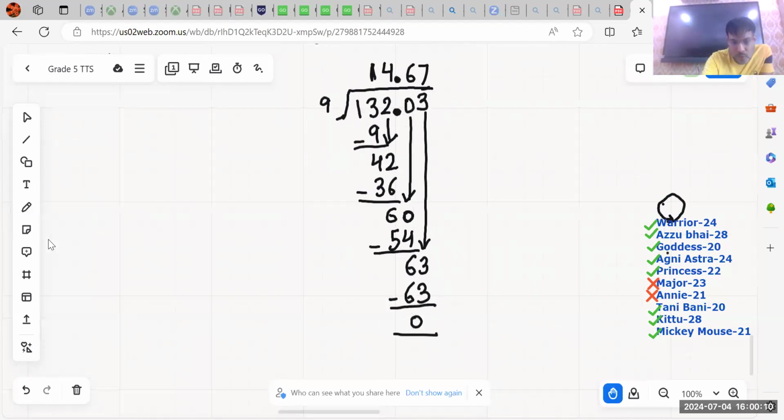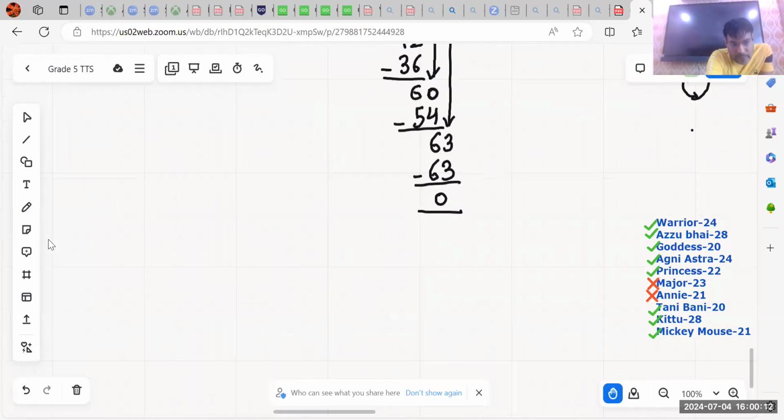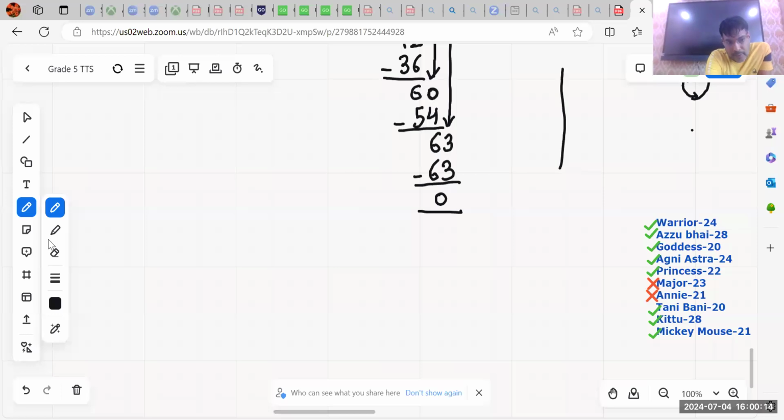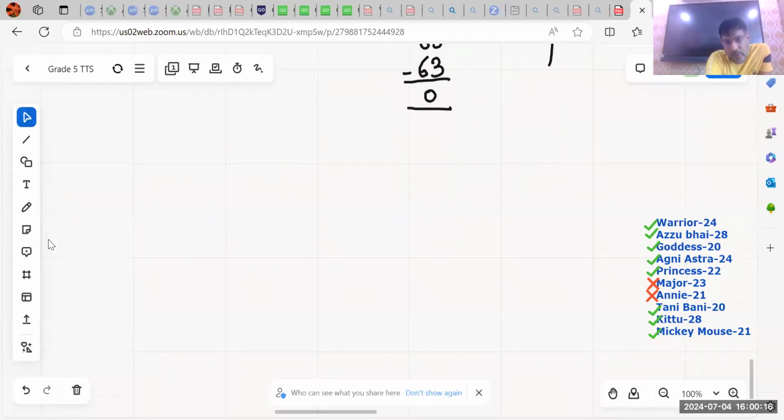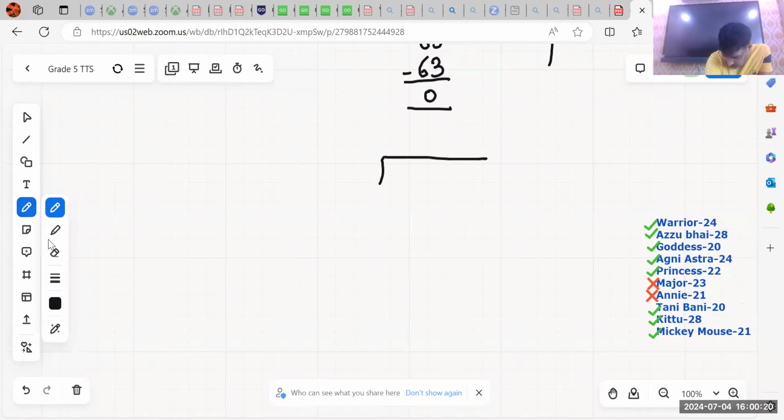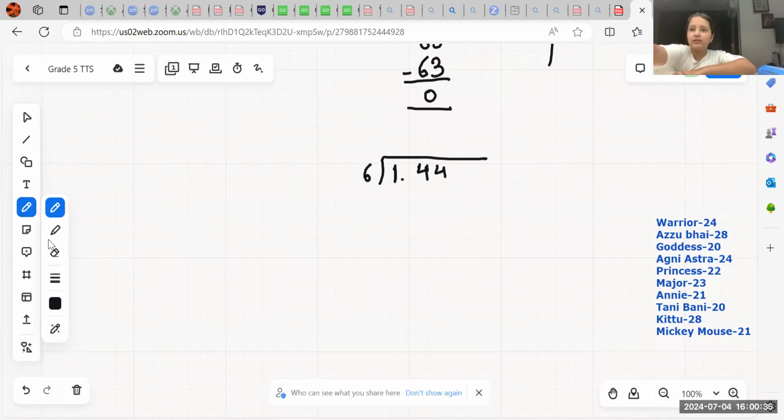Now let me show you when we are not able to divide. So it is 1.44 divided by 6. So now can you divide 1 with 6? Yes or no? No, sir.